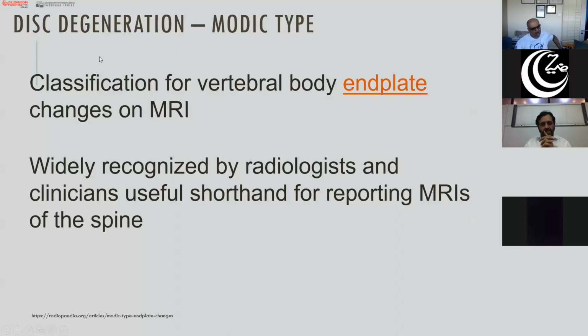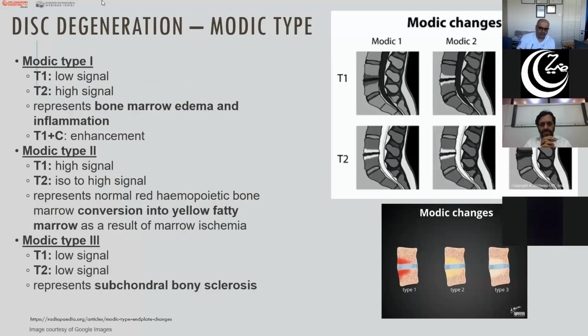Now, disc degeneration also affects the end plates. Now, Modic was the person who described end plate changes in degenerate discs. And again, we can divide them into Modic 1, 2, and 3. This is the early stage where the disc has got good height and there is increased signal in the adjoining bone. So it's bone edema, bone inflammation. So again, you can see high signal in T2, low in T1.